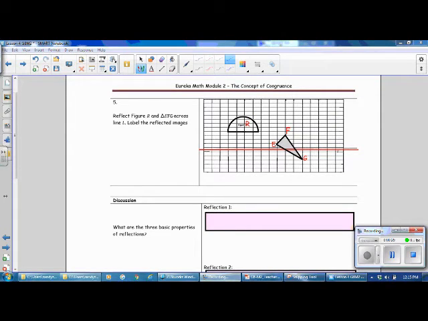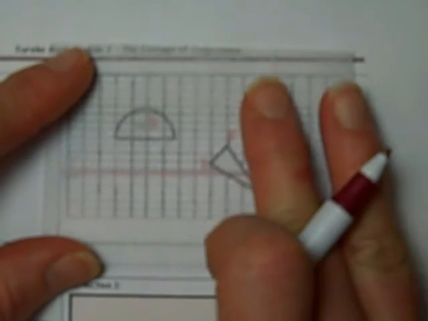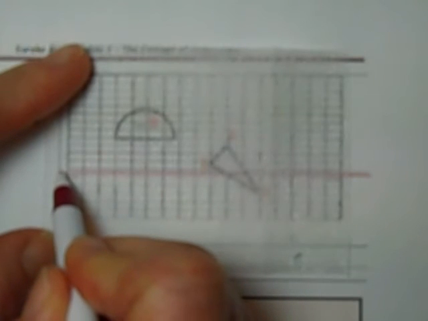Number 5, reflect figure R and triangle EFG across line L. Label the reflected image. What I want you to notice on this figure is that our line of reflection is a horizontal line instead of a vertical line, but we will still follow the same procedures to reflect it. Place your tracing paper over the figure. Trace the line of reflection, and you want to make sure and mark the end of the line of reflection.